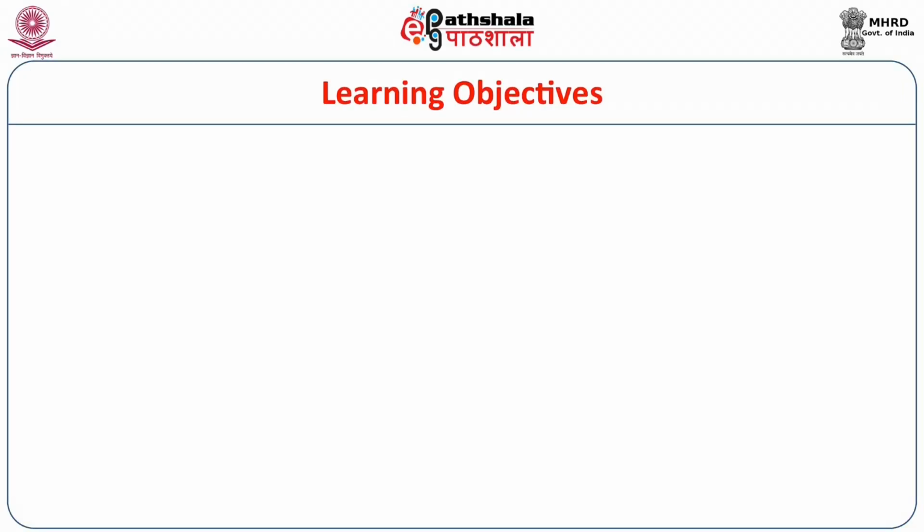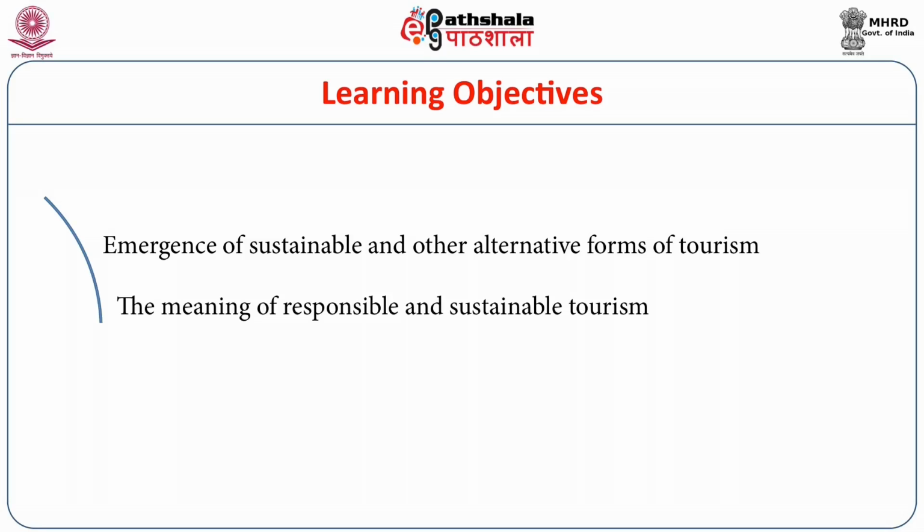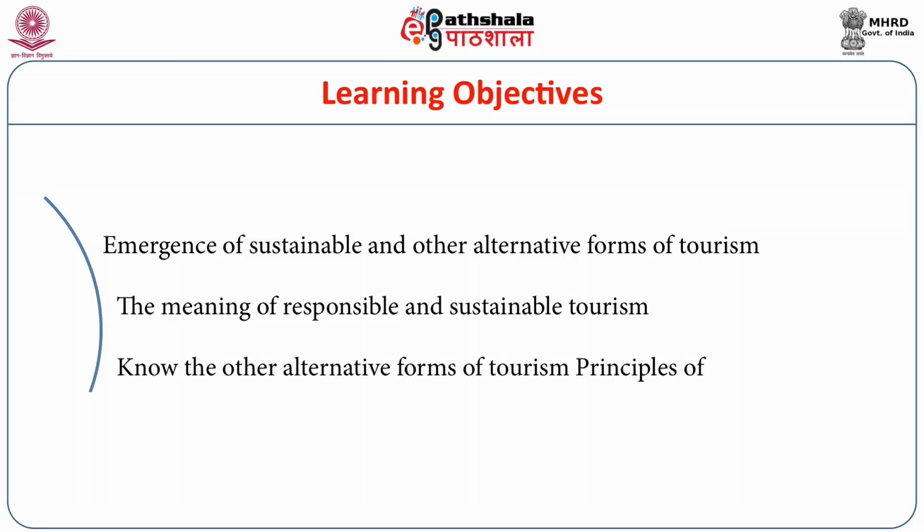Now we are going to discuss a paper on tourism in India and a module on sustainable and responsible tourism. The objective of the presentation is to understand the emergence of sustainable and other alternative forms of tourism, to know the meaning of responsible and sustainable tourism, to know the other alternative forms of tourism and their principles, and to know sustainable and responsible tourism in detail.